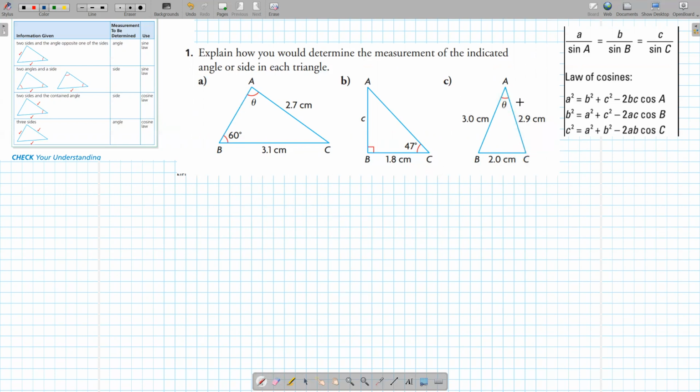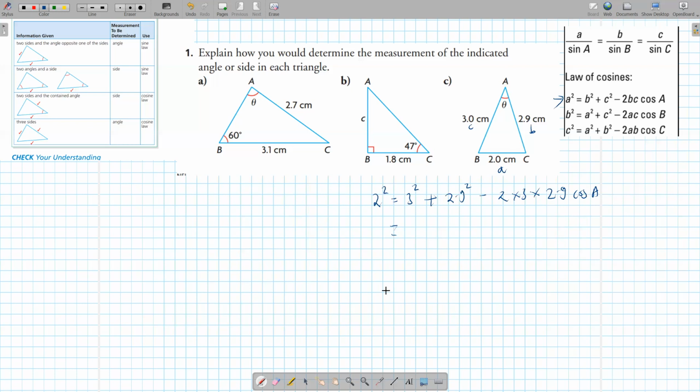So what's missing? A, B, or C? This is angle A, so we're going to be using the first one up there. They're all the same, it just depends on which side is missing. So let's set this up. This is going to be A, this is going to be B, and this is going to be C. We're using the first formula up here. So that says A squared, so 2 squared equals 3 squared plus 2.9 squared minus 2 times all these guys in cosine of A. There we go.